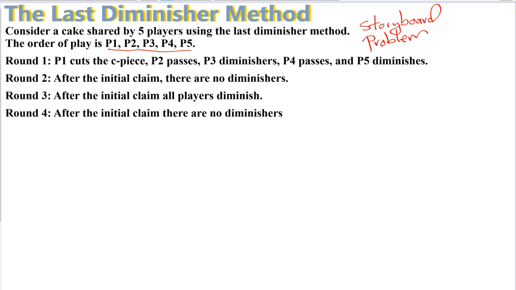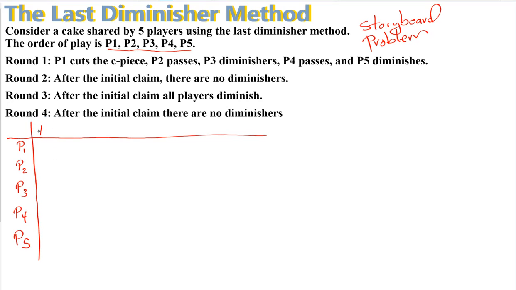Now, to help me with these types of problems, I like to make a table of values where I record everything that's happening. So let's start by listing our players in a table. And then we'll list the rounds across the top. So let's read through what happens in each round.